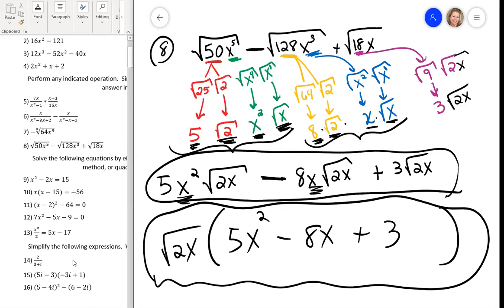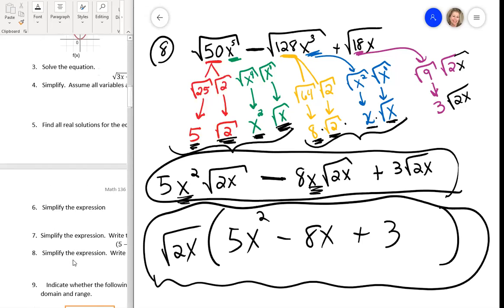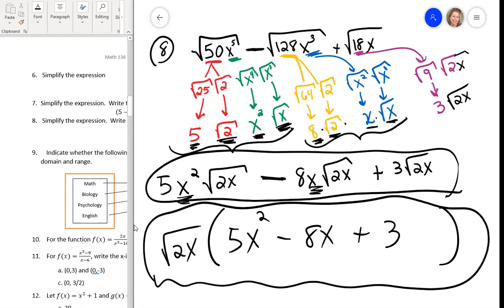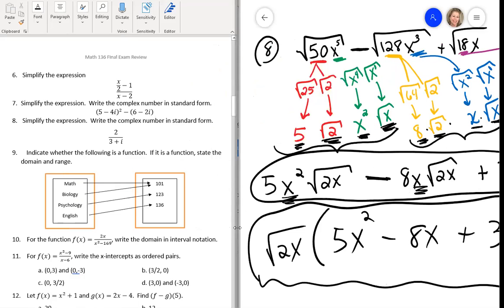On test 2, problem 9, I believe, if I am not mistaken, is a function because every domain has one range, and it fits the vertical line test. If you were to make math, biology, psychology, and English like 1, 2, 3, 4, and the range 101, 123, and 136, if you were to plot that on a graph, the vertical line only goes through once.